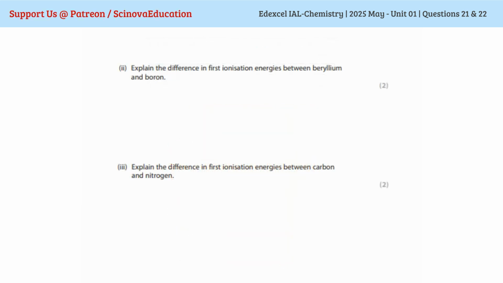Explain the difference in first ionization energies between beryllium and boron. Beryllium is group 2, boron is group 3. First ionization of beryllium involves removing an electron from the s shell, which is more shielded, which is less shielded than the p orbital.